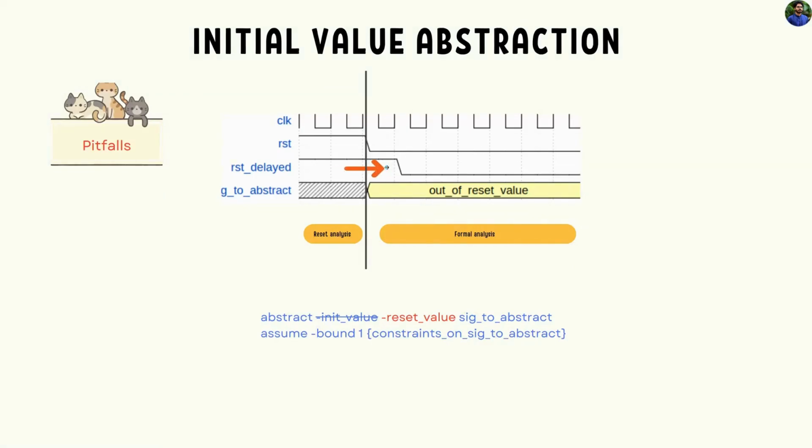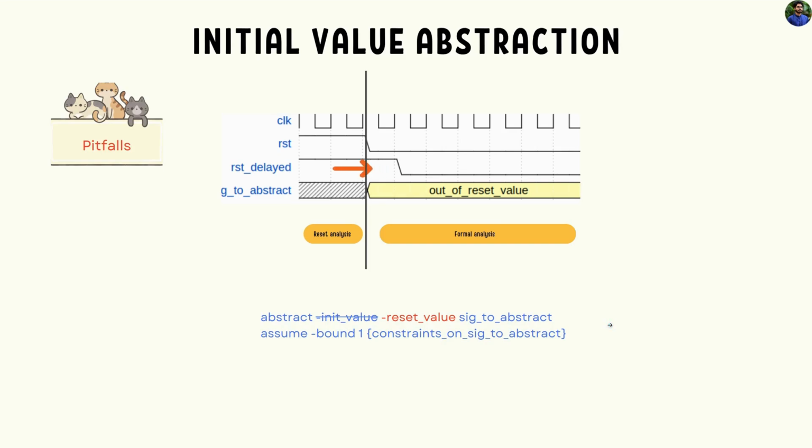There is a special case where the signal to abstract is getting reset even one cycle after the reset analysis is over, as indicated by this red arrow. In these cases, you need to use dash reset value instead of dash init value while you do the abstraction. Other than that, the assume command remains the same.